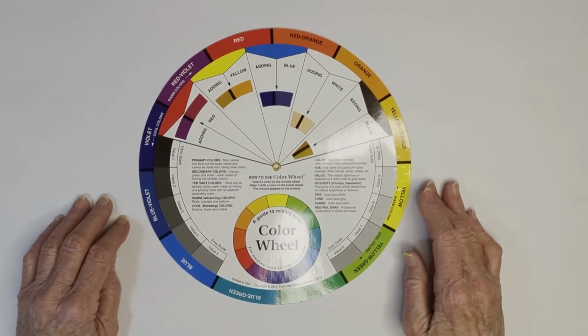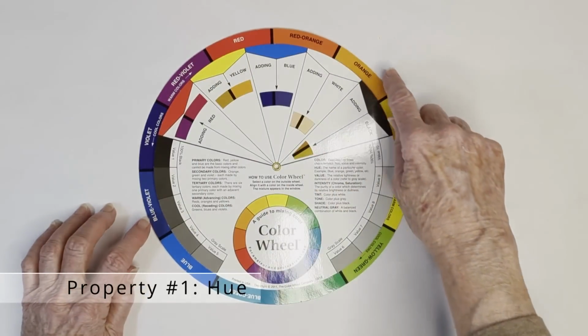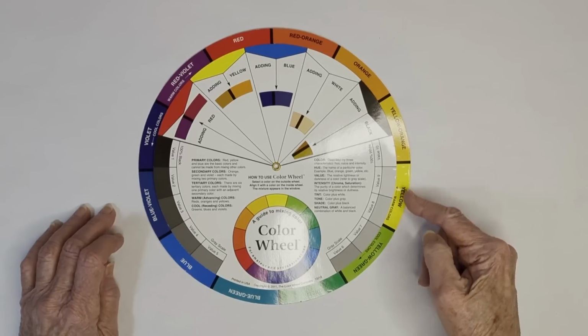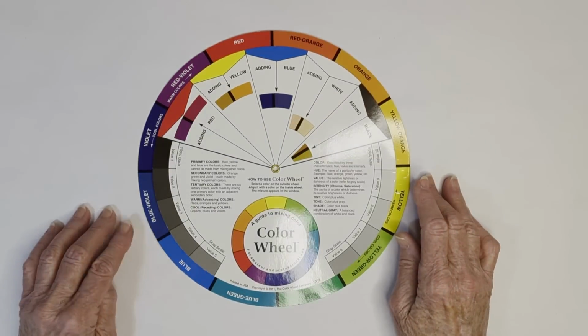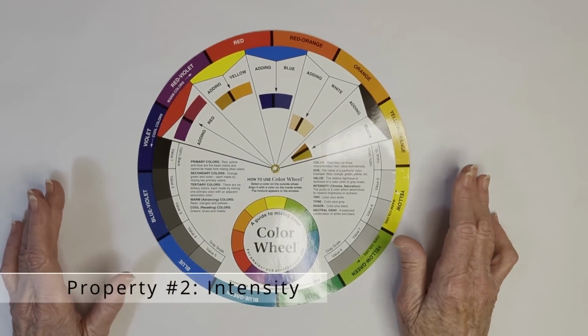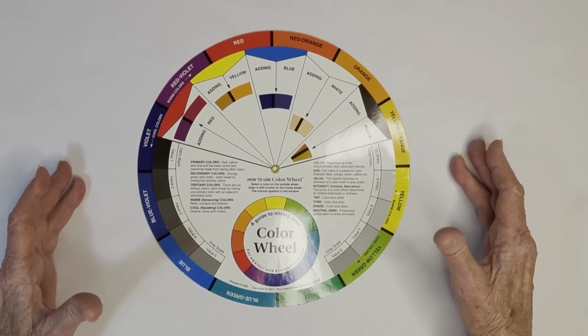The first one is hue. Hue simply means where on the color wheel the color sits. So, for example, yellow, or blue-green, or red-violet. The second property of color is intensity, which is also often referred to as chroma or saturation.